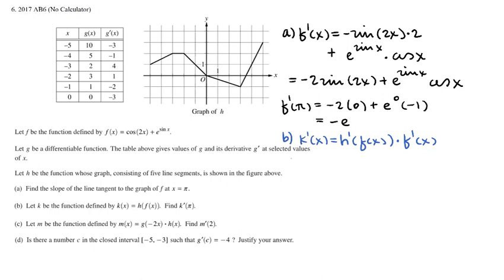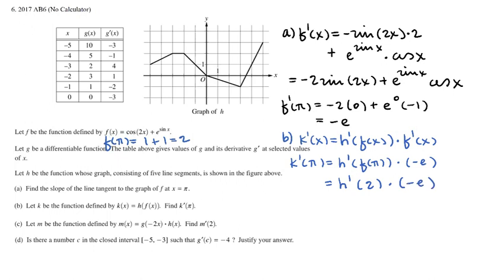So k prime of pi is equal to h prime of f of pi. Okay, so I'm going to need to find out what f of pi is, times f prime of pi, which is just negative e. Well, f of pi, I'll do that over here. That's cosine of 2 pi, which is like cosine of 0, which is 1, plus e to the sine of pi, which is e to the 0, which is also 1, so f of pi is equal to 2. So I've got h prime of 2 multiplied by negative e.